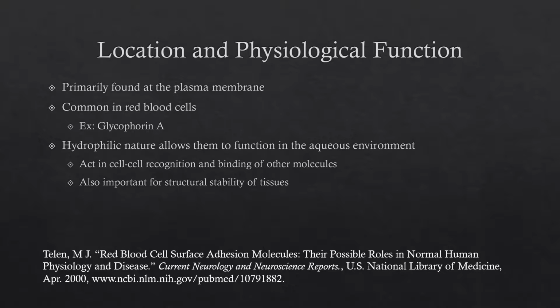Now, these glycoproteins that deal with cell adhesion are primarily located on the plasma membrane. They are very common in red blood cells. For example, one of the most common ones is glycophorin A. And the hydrophilic nature, as stated before, allows them to function in the aqueous environment. This lets them act in cell-to-cell recognition and binding of other molecules, as well as being very important for the structural stability of tissues.